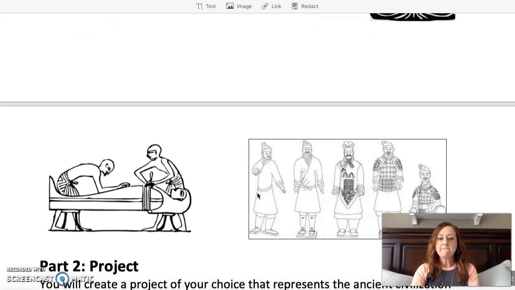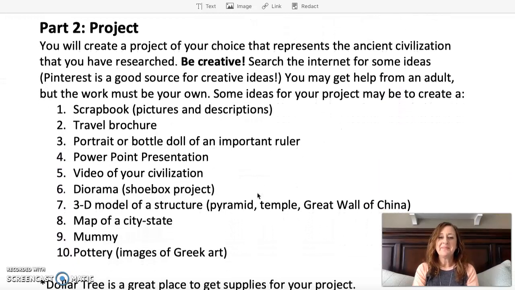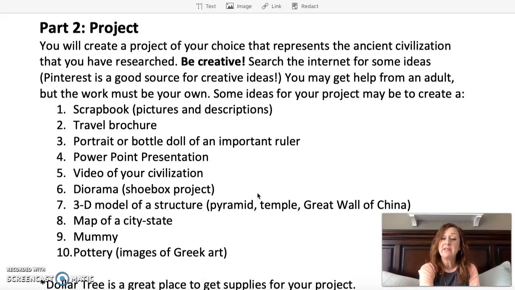Okay. For the project, this is the fun part. Gosh, I wish we were together so that I could really be guiding you more. But I'm excited to see what you're going to come up with. I'm always amazed at the creativity that my students come up with. You're going to get to choose a project that will represent your civilization and demonstrate one part of the culture that you learned about, one aspect of it. So be creative.